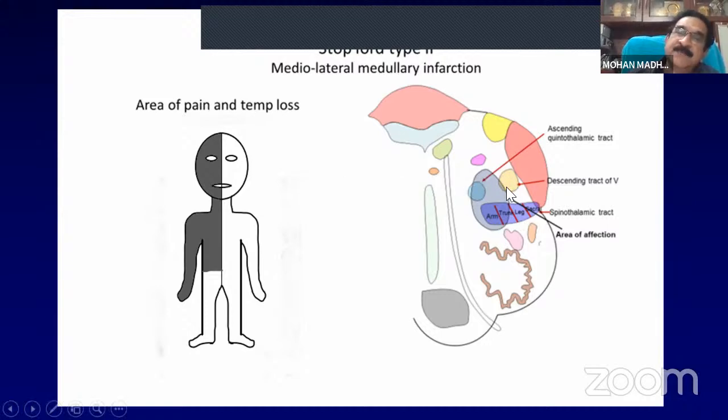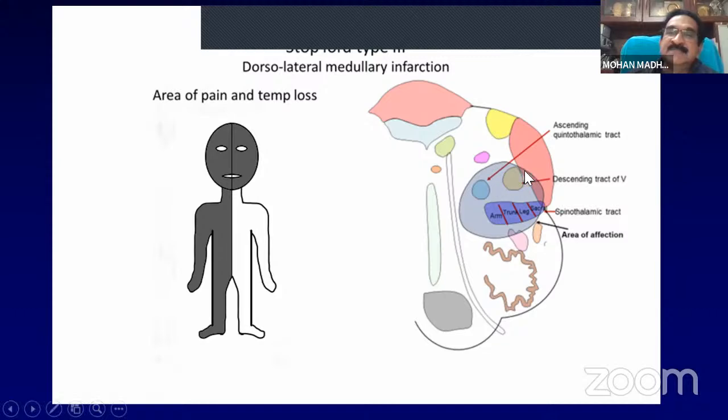Instead of the lateral part, this part happens to be affected, which involves the ascending spinothalamic tract, which carries the pain from the contralateral limb, and the medial part of the spinothalamic tract, which carries the pain and temperature from the contralateral limb. Then what will you get? You get loss of pain and temperature on the right side of the face, contralateral trunk, and limb. This is called the mediolateral medullary syndrome or the Wallenberg type 2.